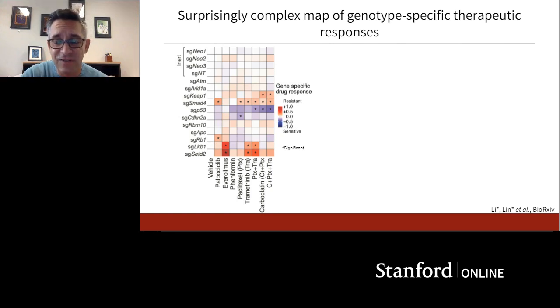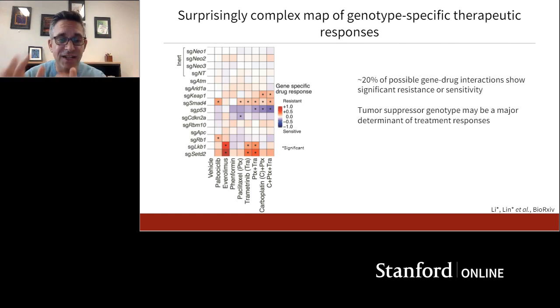And the interesting thing for us here was not necessarily the individual interactions between the genes and the drugs, but that there were so many interactions, right? So these genes that we could inactivate really drive drug responses. And this suggests that the genotype of the tumor, which of these genes are altered, might be a major determinant of how well patients' tumors respond to different therapies. And we would love to think that these type of findings can help with precision medicine, right? Understanding how the genotype of the tumor might dictate and drive which therapy they'll respond best.